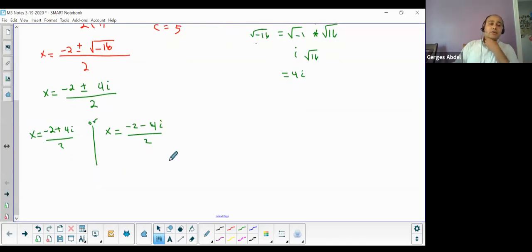All right, now to simplify this one, can I rewrite it like this? And please let me know if you're confused here. Can I rewrite it like this? x equals negative 2 over 2 plus 4i over 2. Please write in the chat box if you don't understand it. If you understand it, type 1. If you don't understand, type 2.